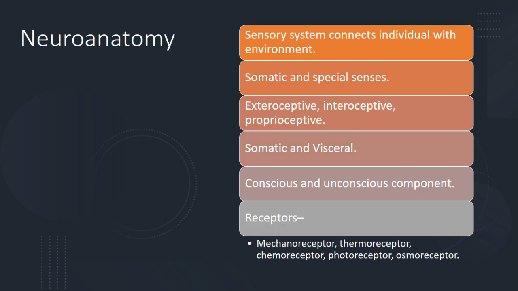In terms of neuroanatomy, the sensory system is the one that connects us to the environment. So it's our interaction with the environment, which could be external or internal. It is further subdivided into somatic and special sensation. Special sensations include our hearing, vision, smell, taste, and also balance.